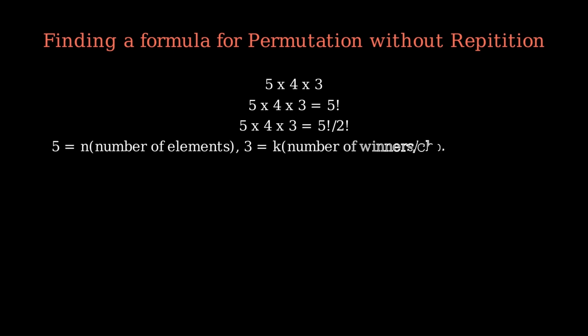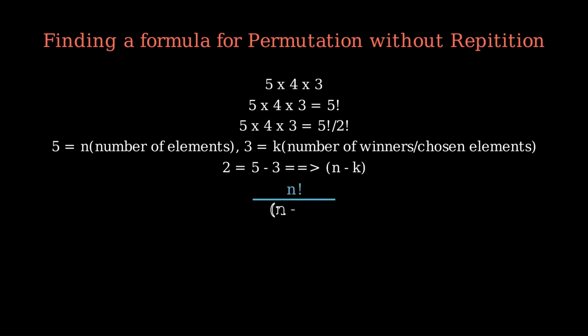Now, let's make a general formula. 5 is n, the total number of elements, and k is 3, the number of elements chosen. The 2 factorial is basically n minus k. So that means that the formula is n factorial divided by n minus k factorial.